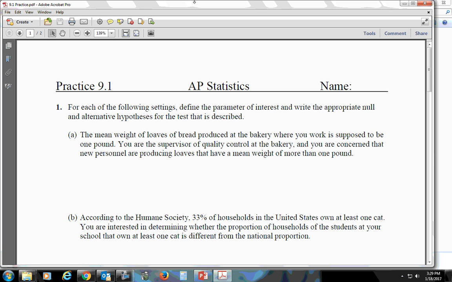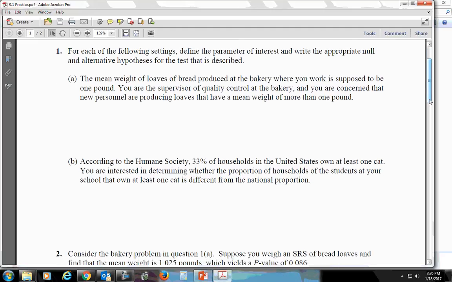Okay, so practice 9.1. For each of the following settings, define the parameter of interest and write the appropriate null and alternative hypotheses for the test that is described. I don't know why I remember this, but last year a lot of students on the daily tech ended up missing number 1, at least parts of it, because they've asked us to do 3 different things for that question. So what 3 different things do we have to do?